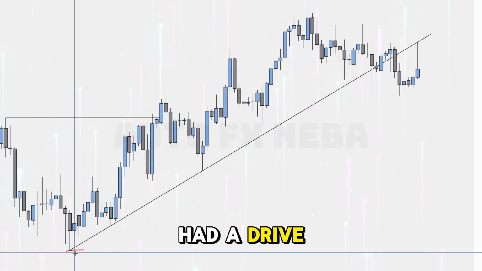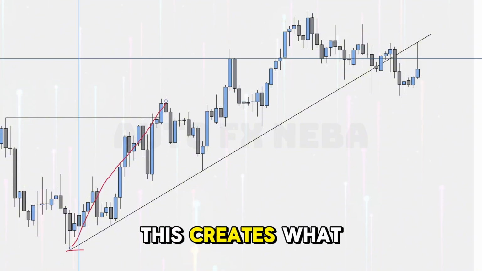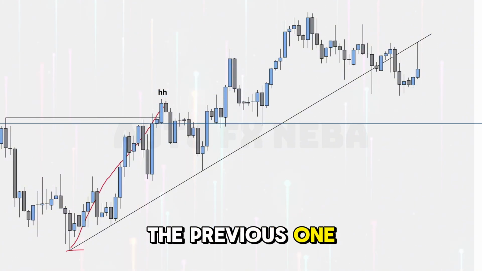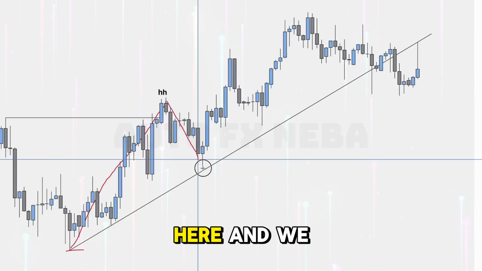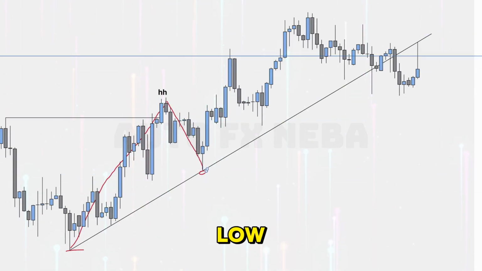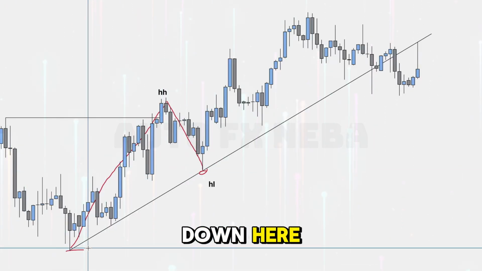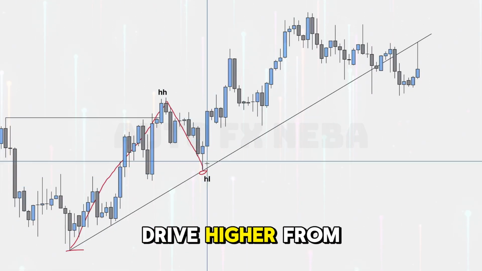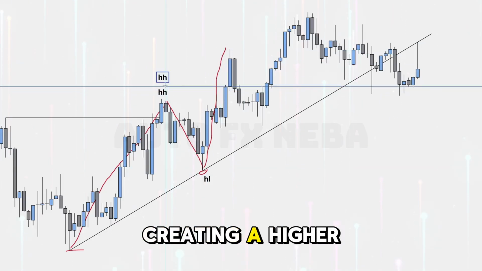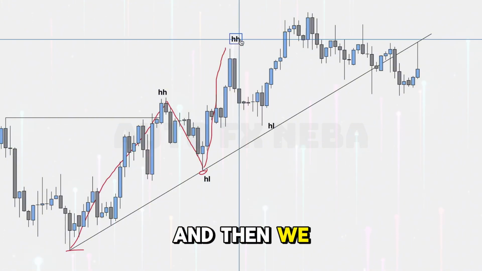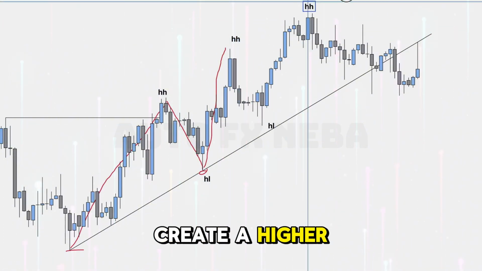We have then had a drive from here to here. This creates what we call a higher high because this high is higher than the previous one. We then pull back down to here and we create a higher low because this low is higher than the initial one down here. Then we again drive higher from this point to this point, creating a higher high again. Then we come down and create a higher low again. And then we make the final drive up to create a higher high over here.